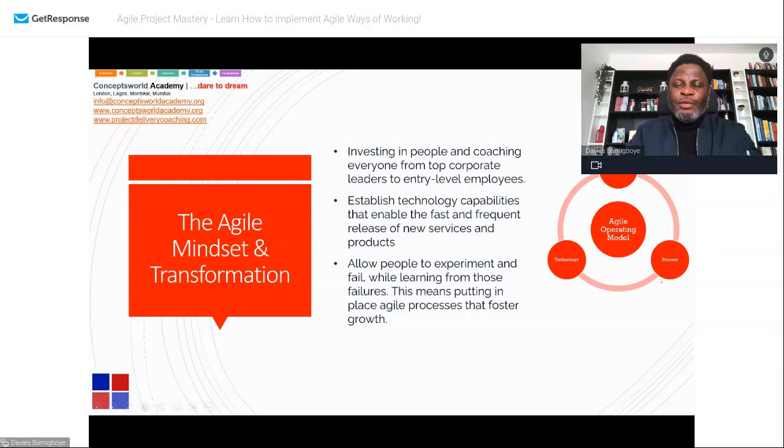And then number three, processes. You need to ensure that there are agile processes put in place in your company that can foster growth. So the agile mindset or the agile operating model focuses on people, process, and technology, in light of what has just been described.